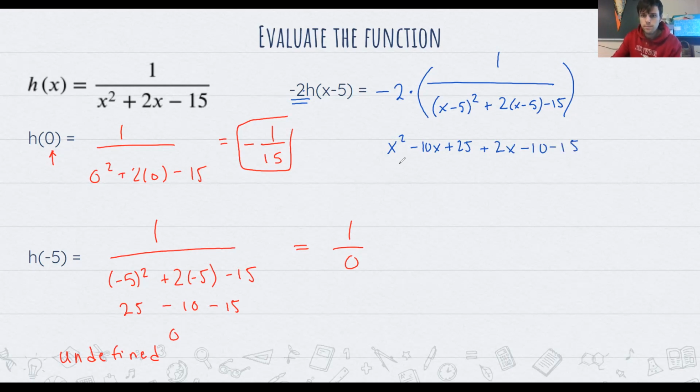Okay, x squared. It's here. That's going to be minus 8x, and then 25 minus 10 minus 15. That's actually 0. So we have negative 2 times 1 over x squared minus 8x. We can go ahead and multiply this negative 2 in. So we'll do that. It really just changes the numerator, doesn't really do much else.